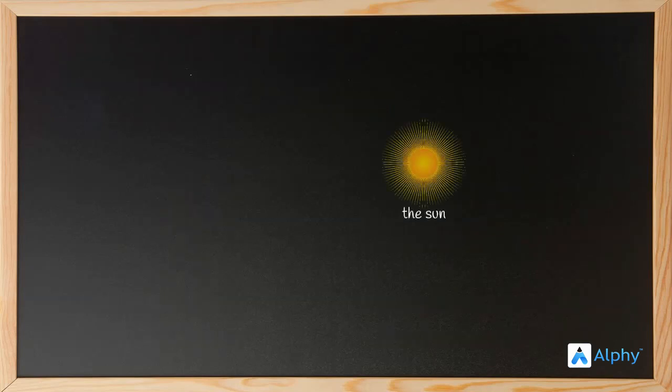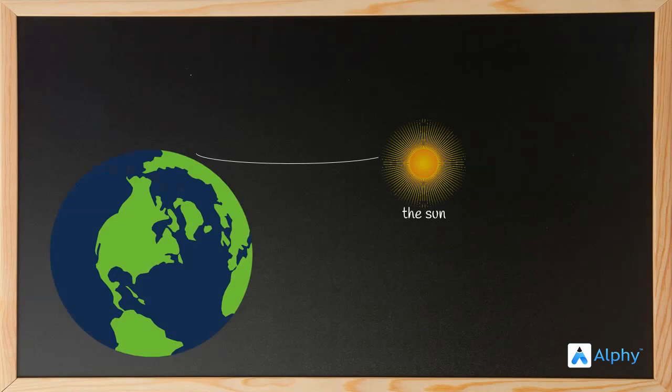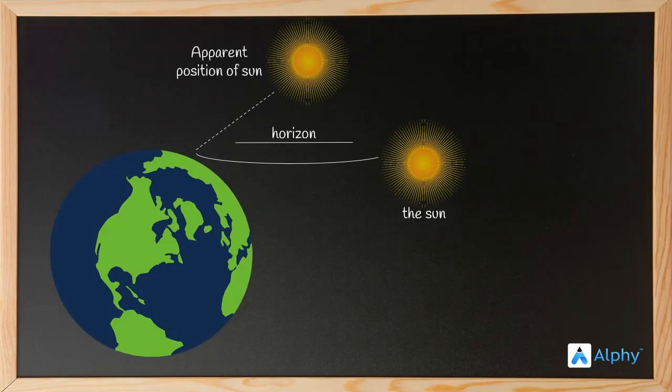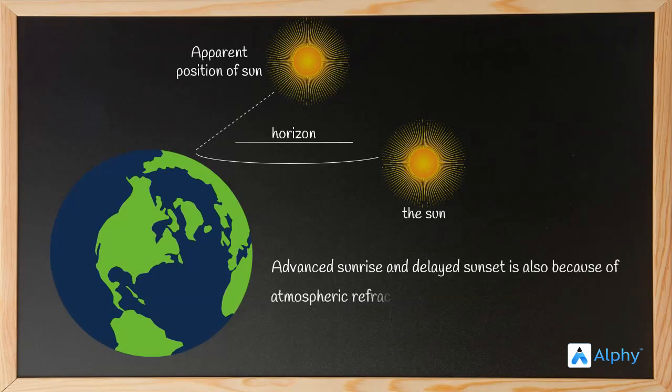Here is the sun. Have you noticed that sometimes it comes too early and sometimes it leaves too late? I'm talking about advanced sunrise and delayed sunset. This is the actual path of the sunlight onto the earth during sunset. Here is the horizon from where the sunset is measured. However, due to atmospheric refraction, the sunset seems to be delayed. Similar to the way starlight experiences refraction, the sun also seems to be at a position higher than its actual position. So, advanced sunrise and delayed sunset is also because of atmospheric refraction.